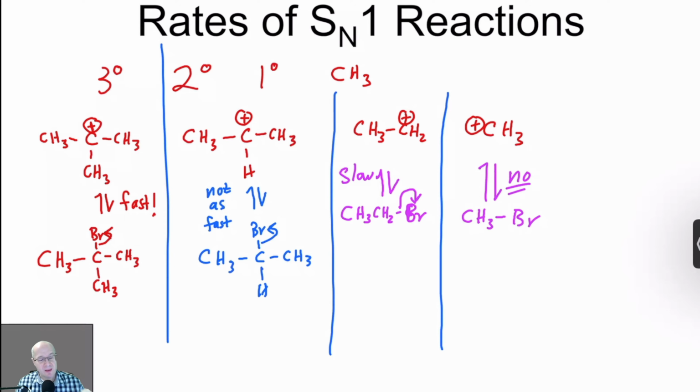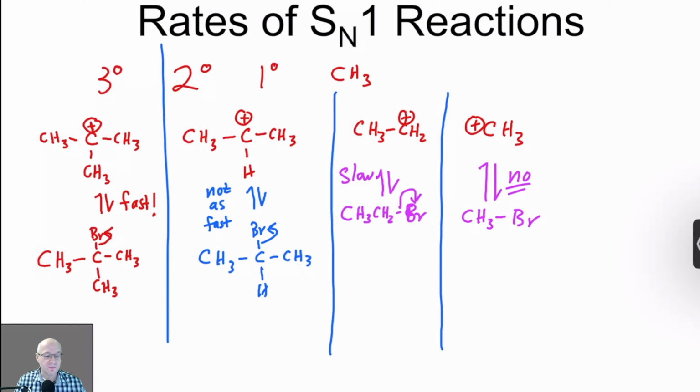So that's all about the cation stability. All right? So if you can form a stable carbocation, you're going to form rapidly in the SN1 reaction. So in other words, tertiary is fast, secondary is fast, but not as fast. Primary is slow, methyl is very slow.